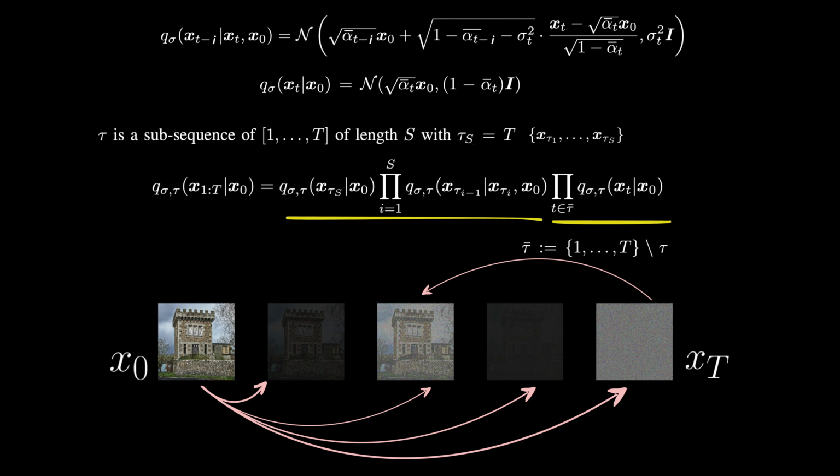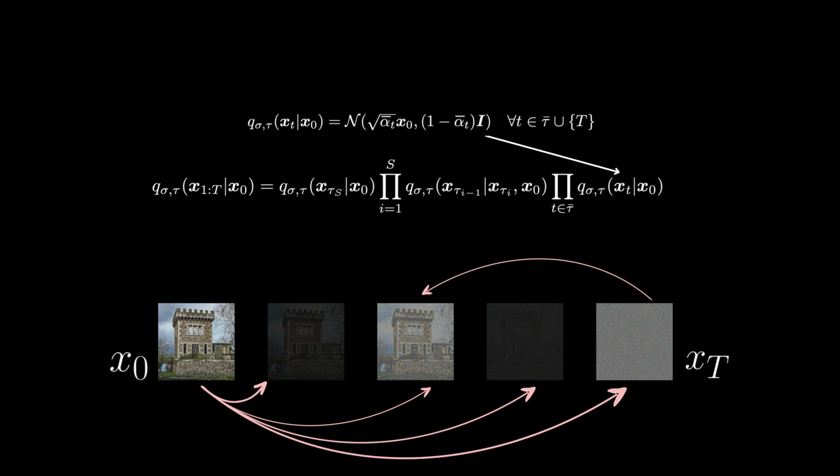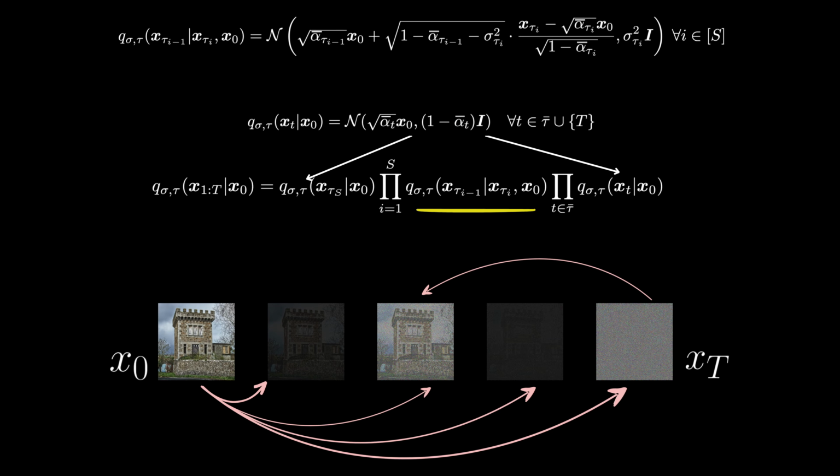Similar as before, to ensure that even in this skip time step case, we don't need to retrain our models, the authors define the distributions in a specific manner. For all t that is skipped and the last time step, q of xt given x0 is defined explicitly to be the same as DDPM. For all time steps that are involved in the chain, q sigma of x tau i minus 1 given x tau i and x0 is defined as this. So same as before, except now instead of t minus 1, we have tau i minus 1, which gets us to the previous time step that is not skipped.